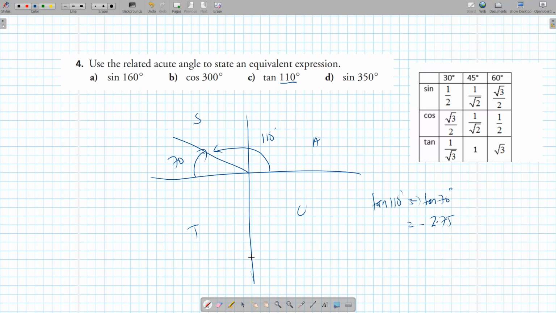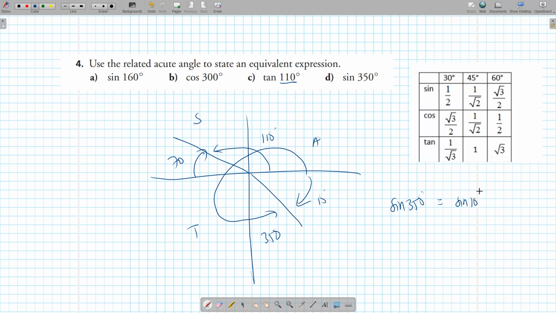Okay. Cool. Sine 350. Which quadrant is 350 in? The fourth one. Correct. So if our principal angle is 350, what is going to be our acute angle? 10. So sine of 350 is the exact same thing as sine of 10 degrees. Is sine positive or negative in quadrant 4? Negative. And again, that's not a nice number. Sine of 10, and so that's going to be negative 0.17, and you are done.